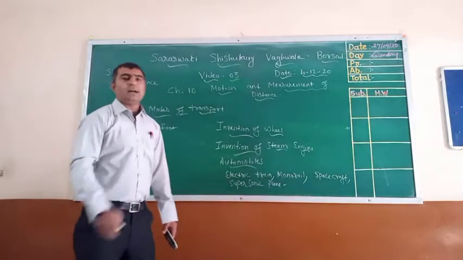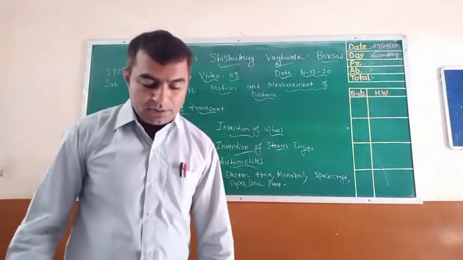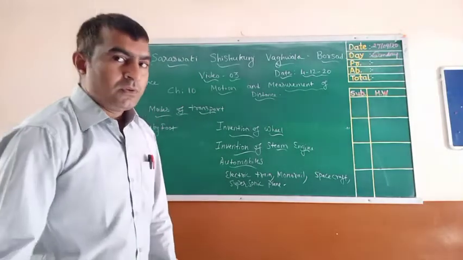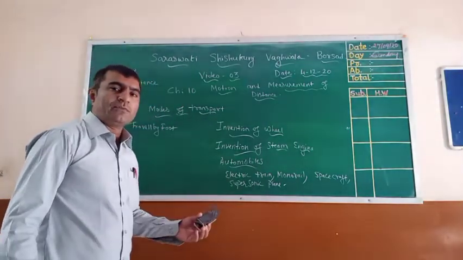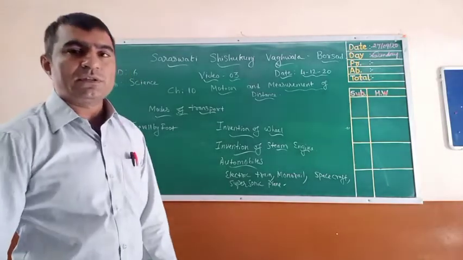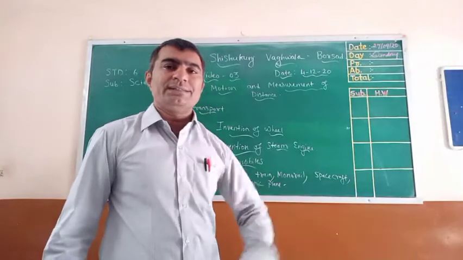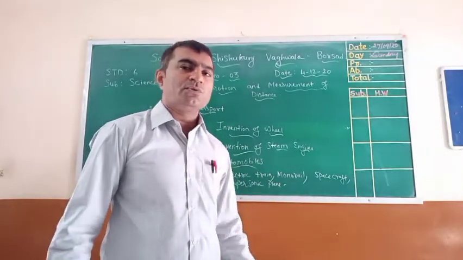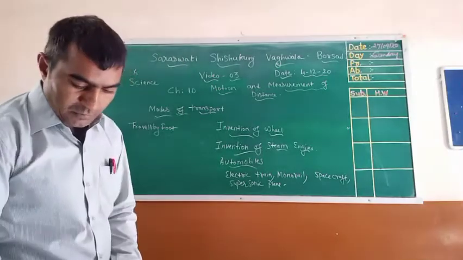So these are the modes of transport. These are the history of the modes of transport. So what is the meaning of motion? Motion: when objects move from one place to another place, it's known as motion. And for that motion, if you want to move over a long distance, we use the modes of transport. And these are the modes of transport.